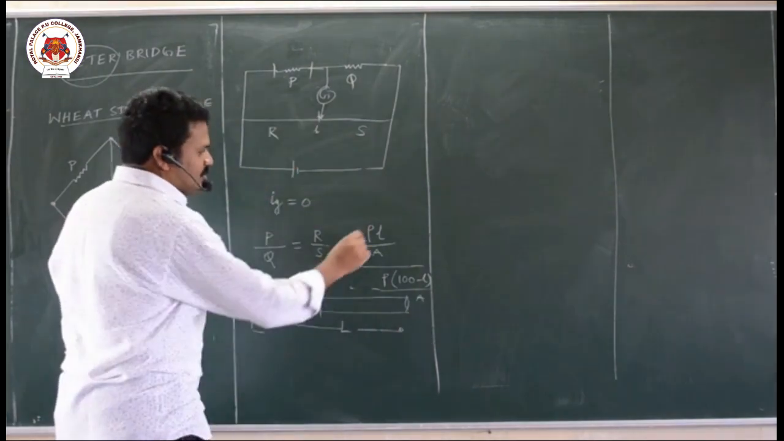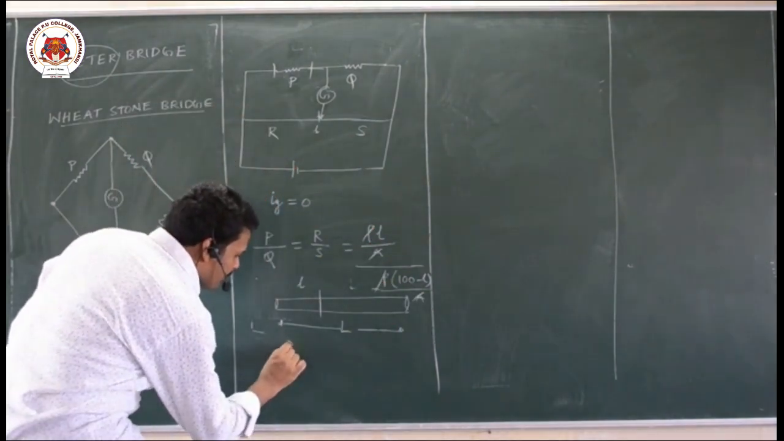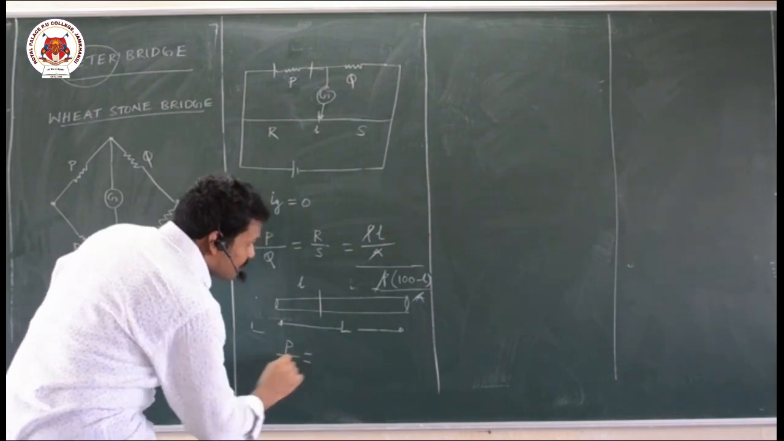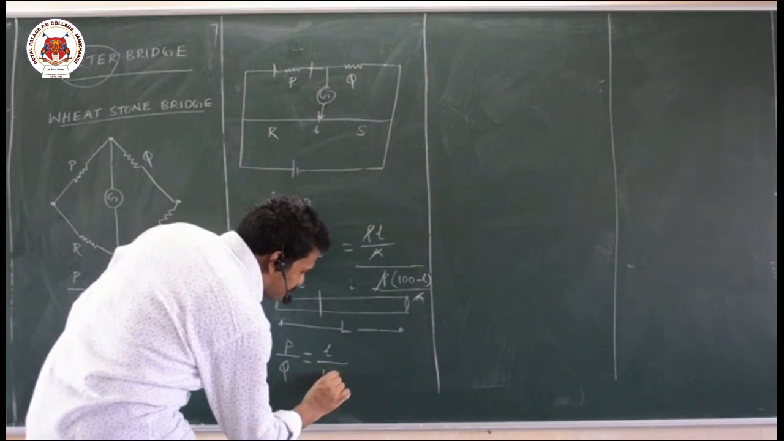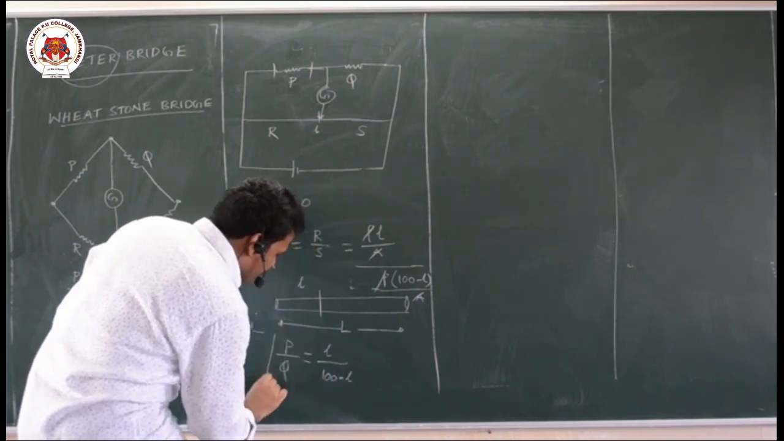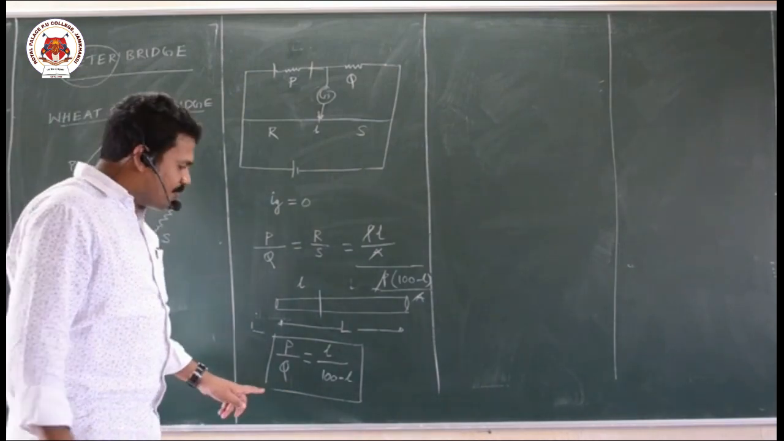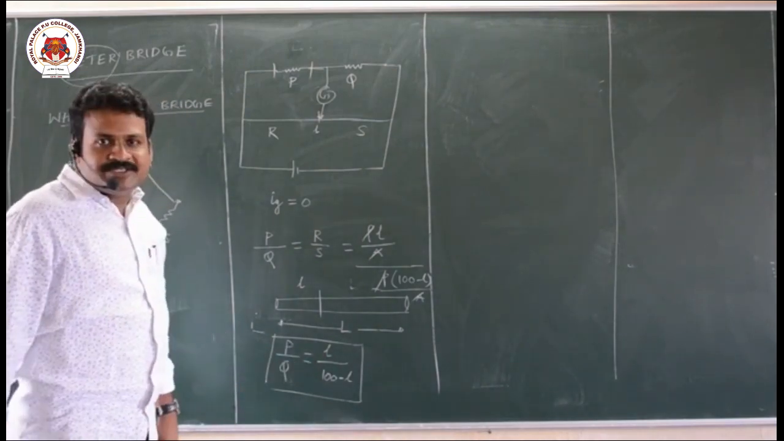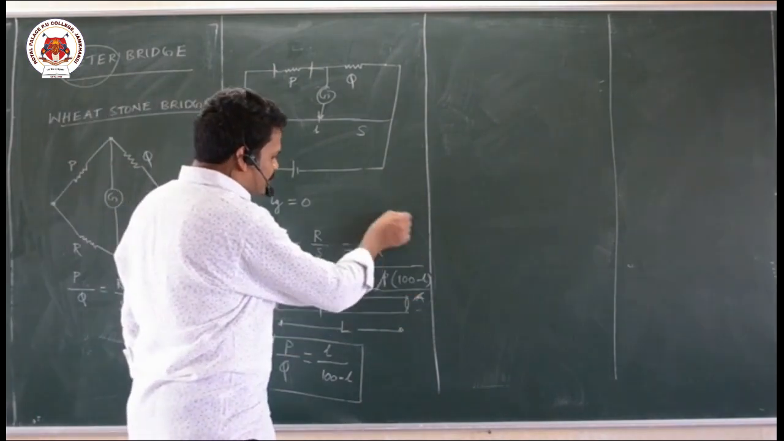So this rho by A will get cancelled. What you will get? P by Q is equal to L by 100 minus L. That is, left gap by right gap is equal to L by 100 minus L. This is the principle. This is the derivation for the meter bridge.